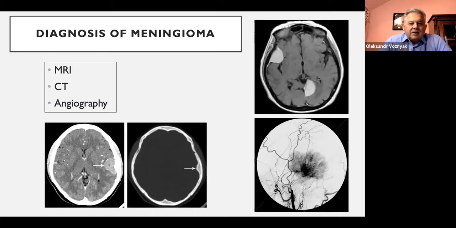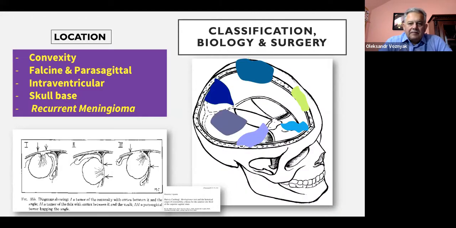About diagnosis, classically MRI is the gold standard, MRI with enhancement. On CT we can see the bone structure, the hyperostosis, the calcification inside the tumor, and angiography. Concerning angiography, we do not perform it routinely for all meningiomas, but for some meningiomas, especially skull base meningiomas, it's very important to perform angiography and maybe perform embolization of the tumor. We will speak about it later.